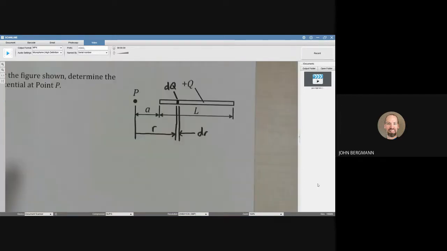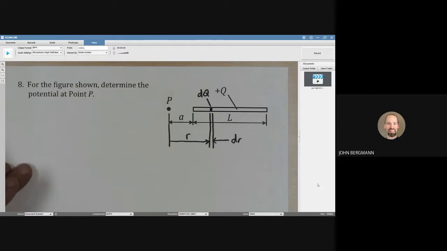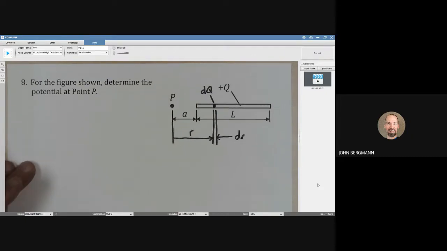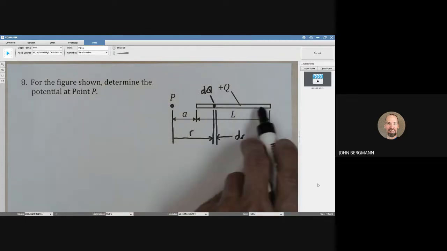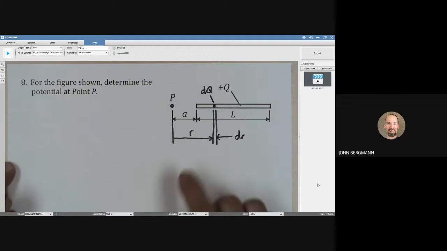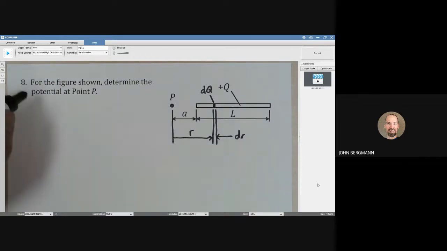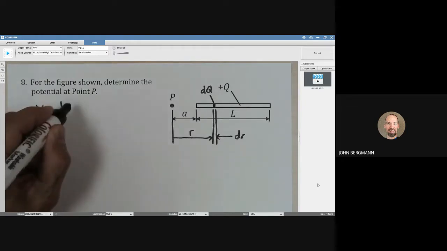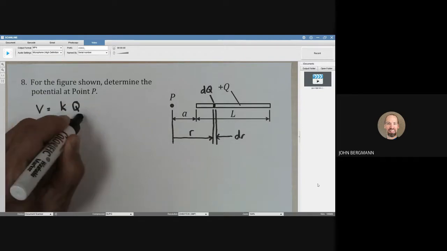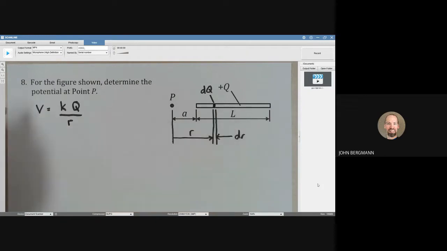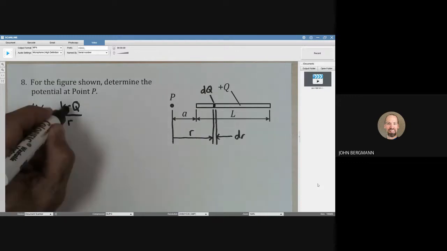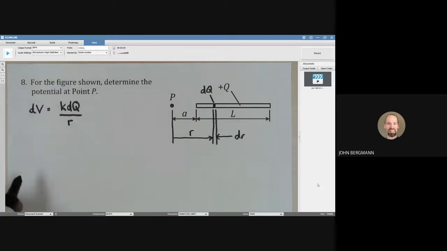Let's move ahead to a problem where we do an integral to figure out what the potential is. First of all, this potential is going to be a positive number right here because this line of charge is positive. And in general, you remember that when we find a potential due to a point charge, it's equal to K Q over R. But each little dq is not the same distance away from P. So what we need is the dV contribution, and that's going to be equal to K dq divided by R, and we're going to have to add all those up.